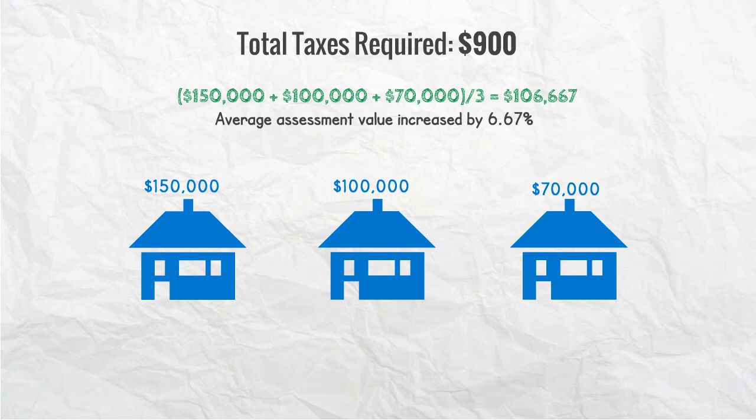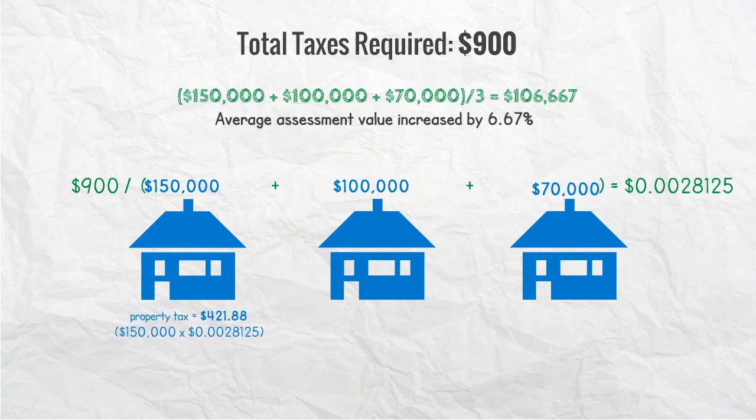If the total taxes needed to balance the town's budget are the same in year 2 at $900, then a new tax rate must be calculated in order to balance the budget. $900 divided by the total value of all properties, which equals $0.0028125. That means the taxes that each house pays in year 2 will change to $421.88 for house number 1, $281.25 for house number 2, and $196.87 for house number 3.